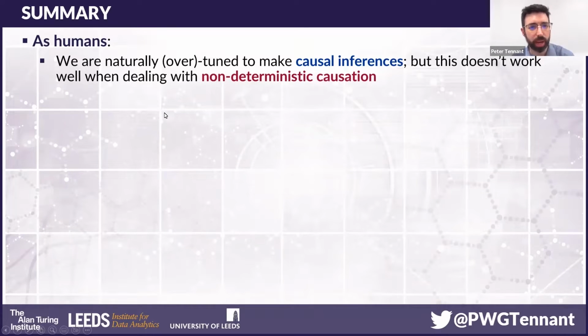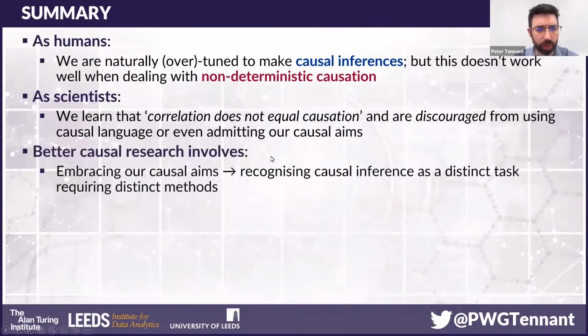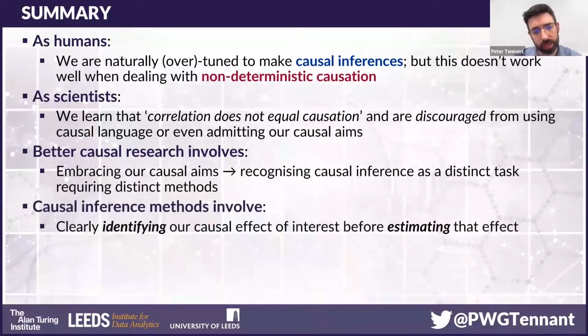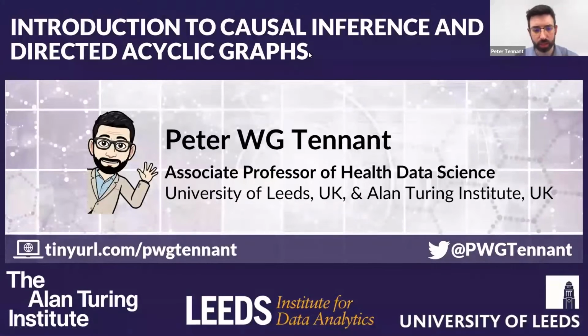So in summary, as humans, we're naturally overtuned to make causal inferences, but this doesn't work very well when we're dealing with non-deterministic causation. So as scientists, we've tended to learn that correlation does not equal causation, and so we've become discouraged from using any causal language and even from admitting when we're seeking to estimate a causal effect. A better approach would be to embrace our causal aims and then recognize that causal inference is a distinct task that requires distinct methods. Those methods involve separating the process of identifying a causal effect from actually estimating it. And DAGs, which I haven't fully introduced, but so far I've introduced the idea that they theoretically provide a transparent means to identify our assumptions and therefore help us identify the statistical estimand that we need.